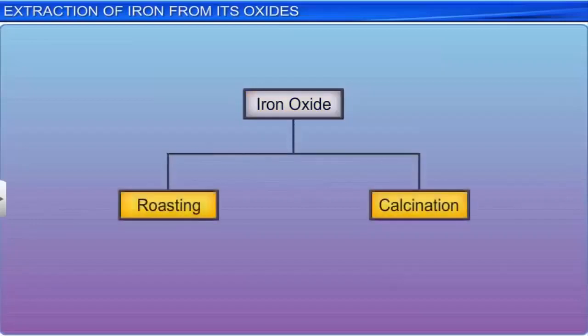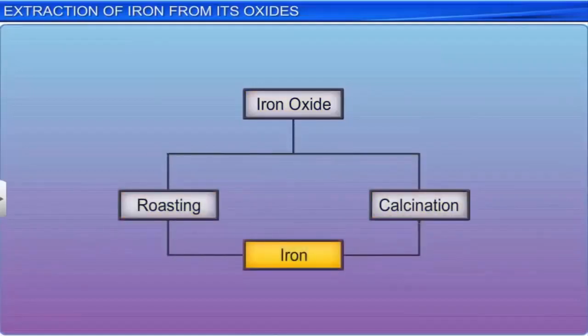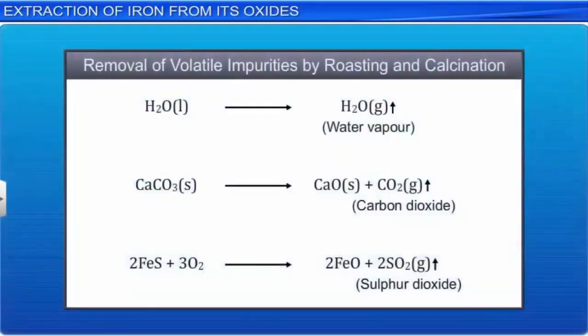Dioxide, the ore from which iron is to be extracted, is concentrated by roasting or calcination, so that water gets eliminated as vapor. Carbonates get decomposed to release carbon dioxide, and sulfide gets oxidized to sulfur dioxide.